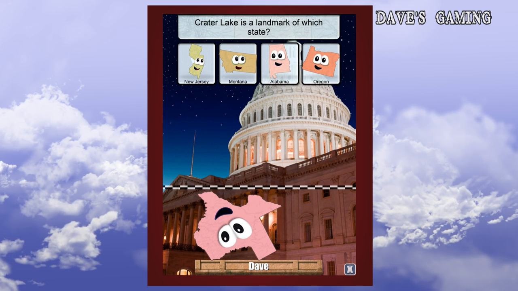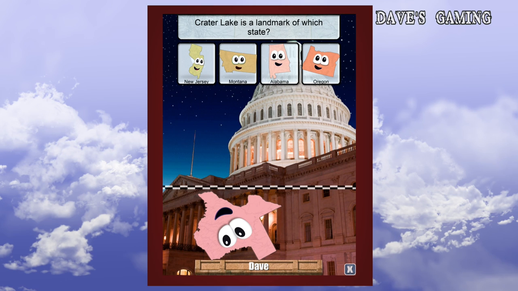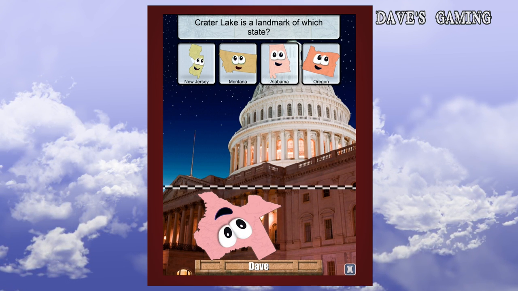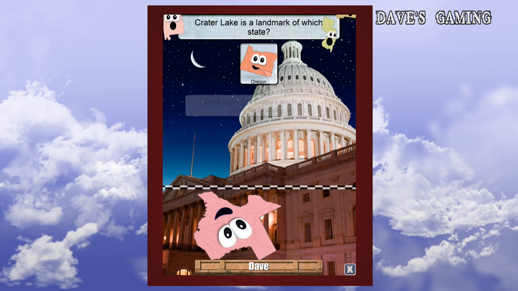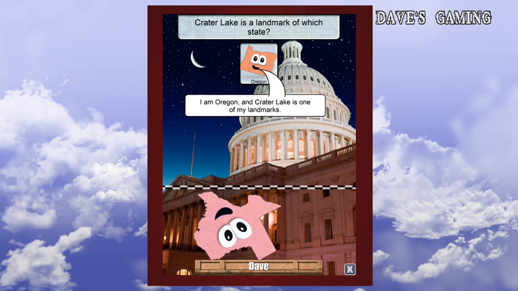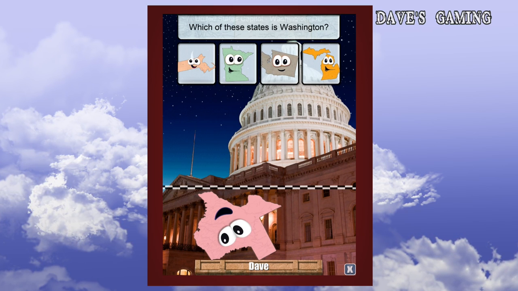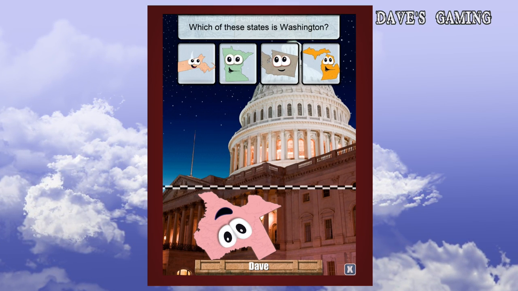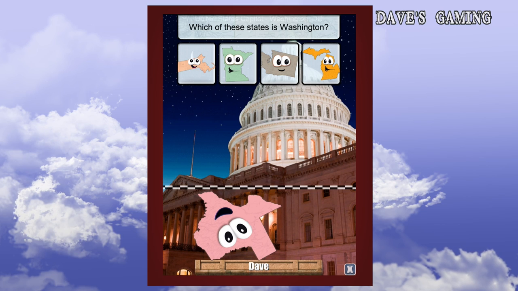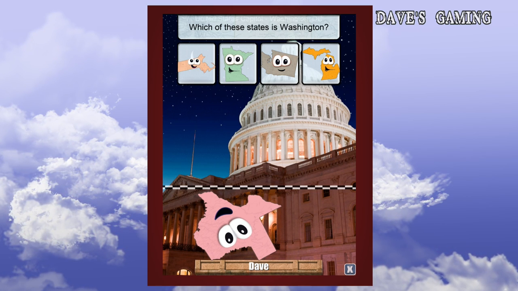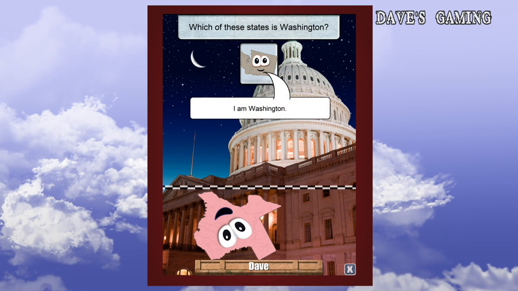Crater Lake is a landmark of which state? Montana maybe? Or Oregon? I know they don't have lakes in New Jersey. Or Alabama. Could be Oregon or Montana. Oregon, of course. I knew one of those two, but wasn't sure. Which of the states is Washington? Washington State. Could be second from the right. Or maybe third. No, I knew it. Second, damn it. I pressed the third one, I wasn't sure.